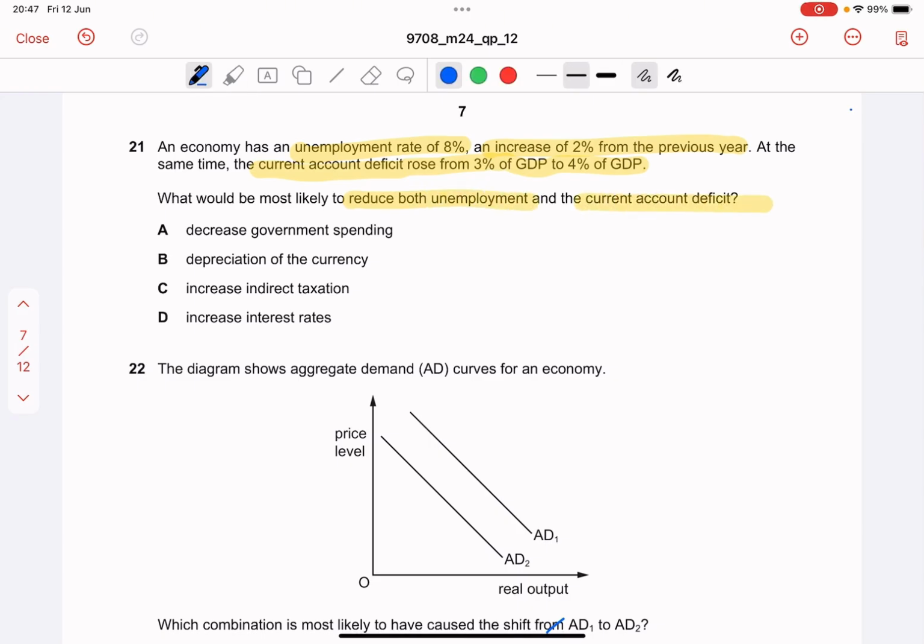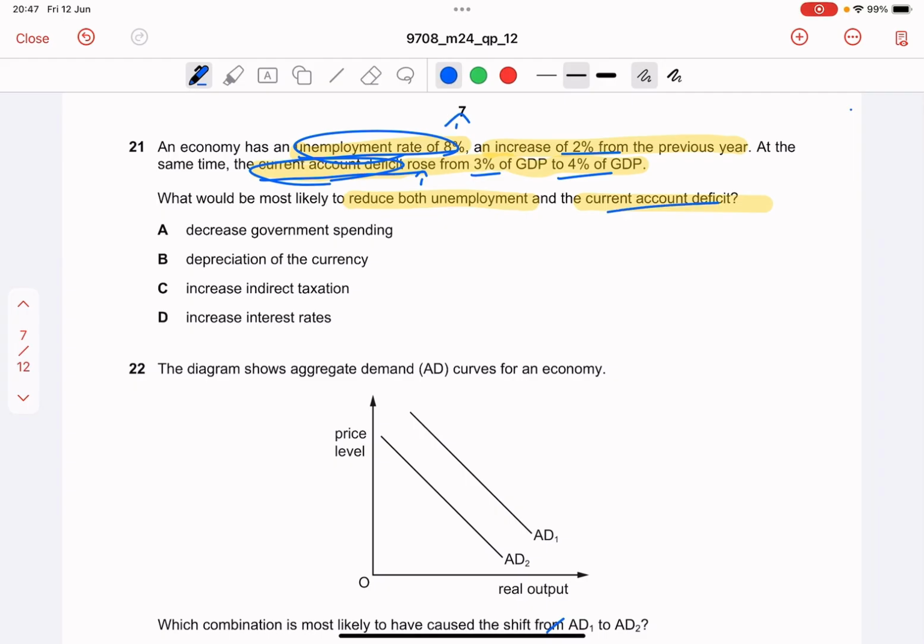Okay, so let's break it down again. This time we've been given two pieces of information. It says that an economy has an unemployment rate of 8%, which is an increase of 2% from the previous year, meaning that the unemployment rate has increased, right? This basically means that the number of people unemployed has increased. And at the same time, the current account deficit has risen from 3% of GDP to 4% of GDP, which basically means that the deficit has increased.